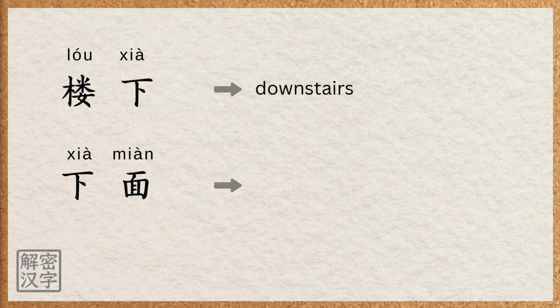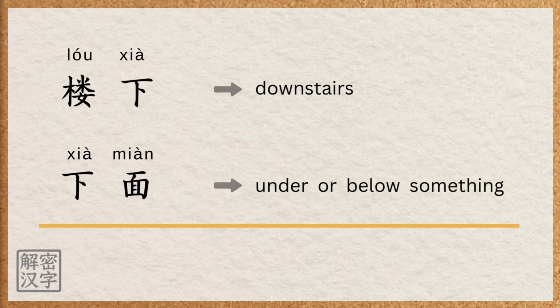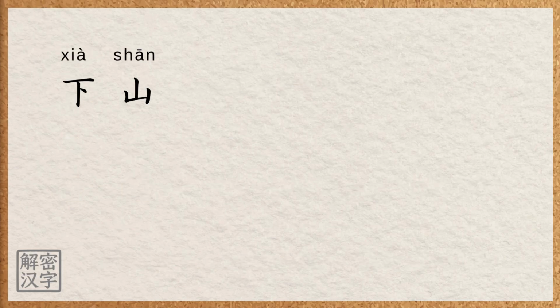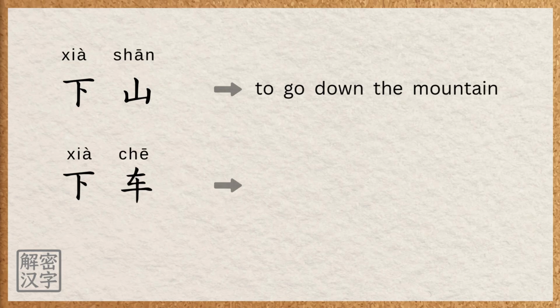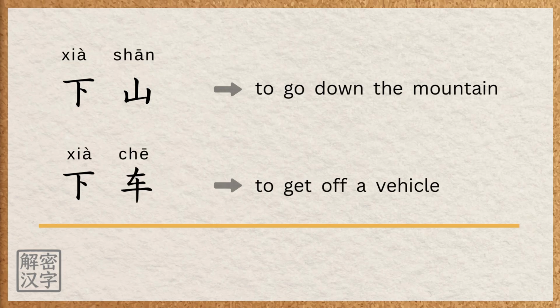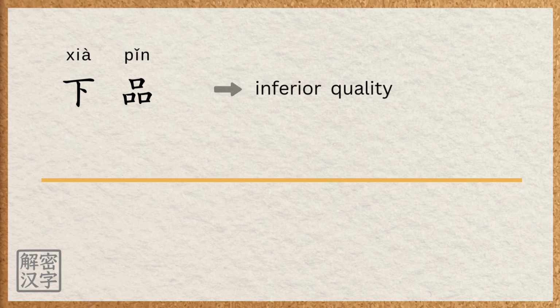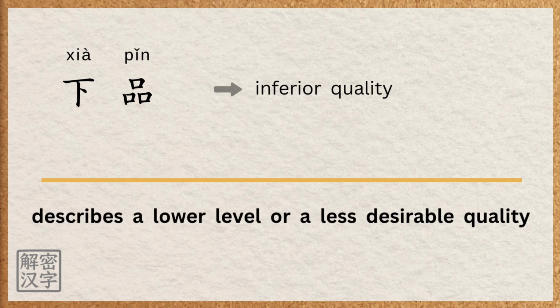For example, 楼下 means downstairs. 下面 means under or below something. Here, 下 indicates a position lower than something. 下山 means to go down the mountain. 下车 means to get off a vehicle. In these words, 下 represents a downward action, moving from a higher place to a lower one. 下品 means inferior quality. Here, 下 describes a lower level or a less desirable quality.